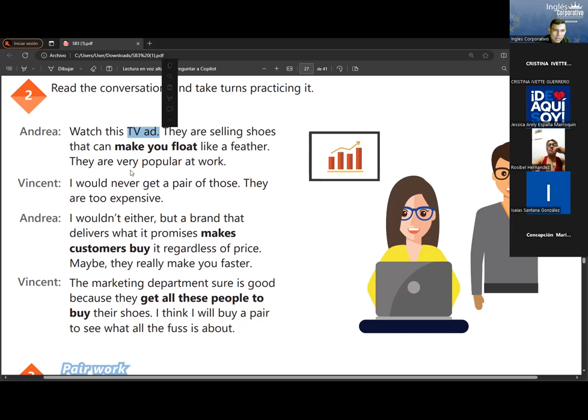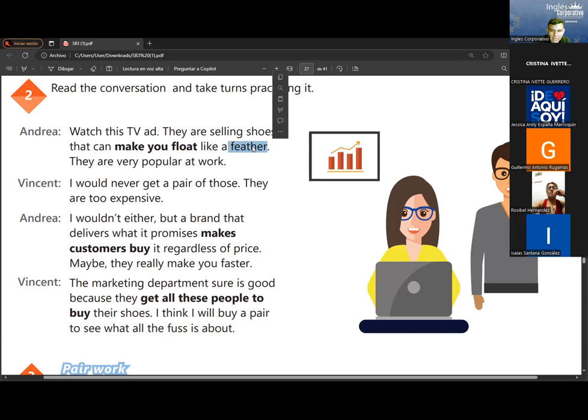All right, also we have, well, this is a verb, selling. The infinitive form is sell. How about float, like a feather? Do you know what feather is? Pluma. Exactly. Float like a feather.